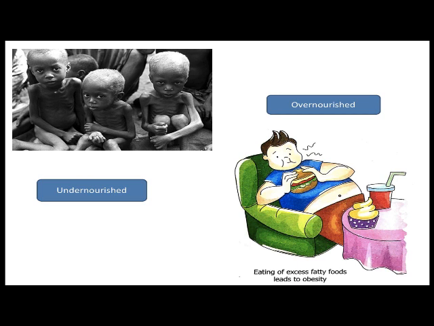Now let us see the diseases which occur due to deficiency of nutrients in our body for a long period of time, that is undernourishment of the body.